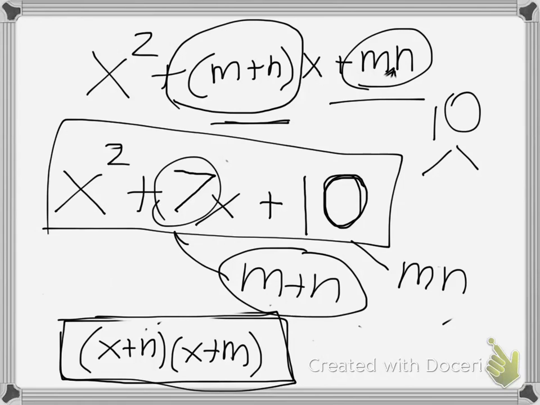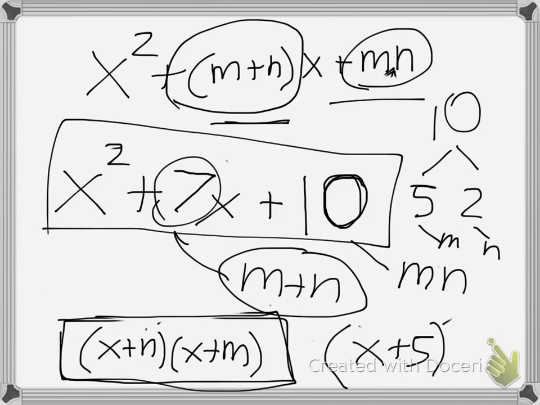So one pops out at me right away, 5 and 2. These multiply to 10 and they add to 7. So 5 is m, 2 is n. It actually can be the other way around, but we can factor this as (x plus 5) times (x plus 2). So that's how you factor this quadratic. We just made 7 m plus n and 10 m times n.